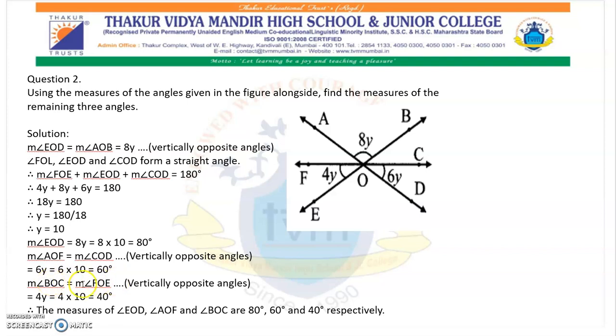Now measure of angle BOC is equal to measure of angle FOE. Vertically opposite angles are equal. Equal to 4y, equal to 4 into 10, equal to 40 degrees. The measures of EOD, AOF and BOC are now 80 degrees, 60 degrees and 40 degrees respectively.